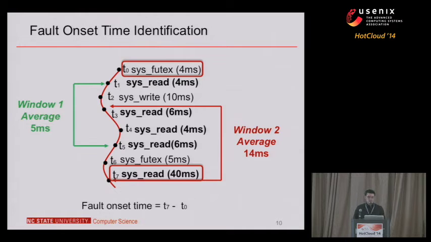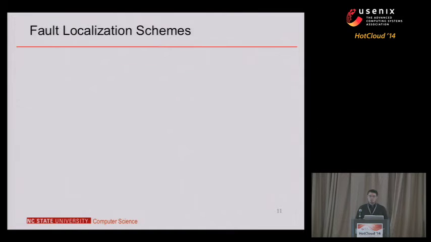So for this simple example, we can see the fault onset time would be from T7 to T0, or the difference of T7 to T0. So now we know which threads or execution units have been affected, along with how quickly they're affected. The next step is we need to use that information to tell us, is this internal or is this external?